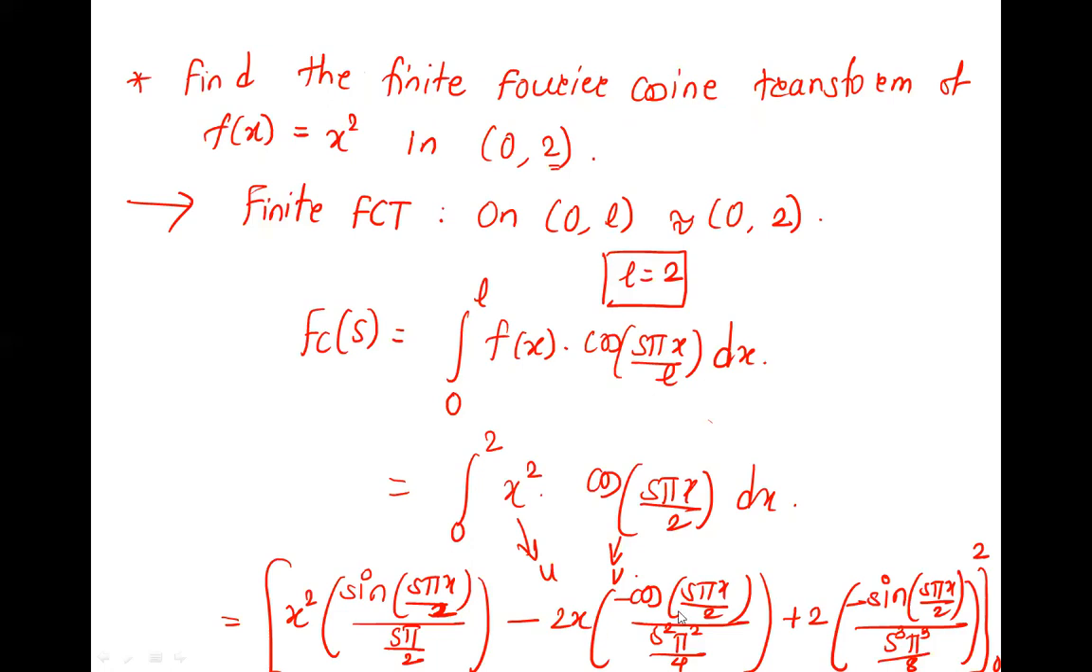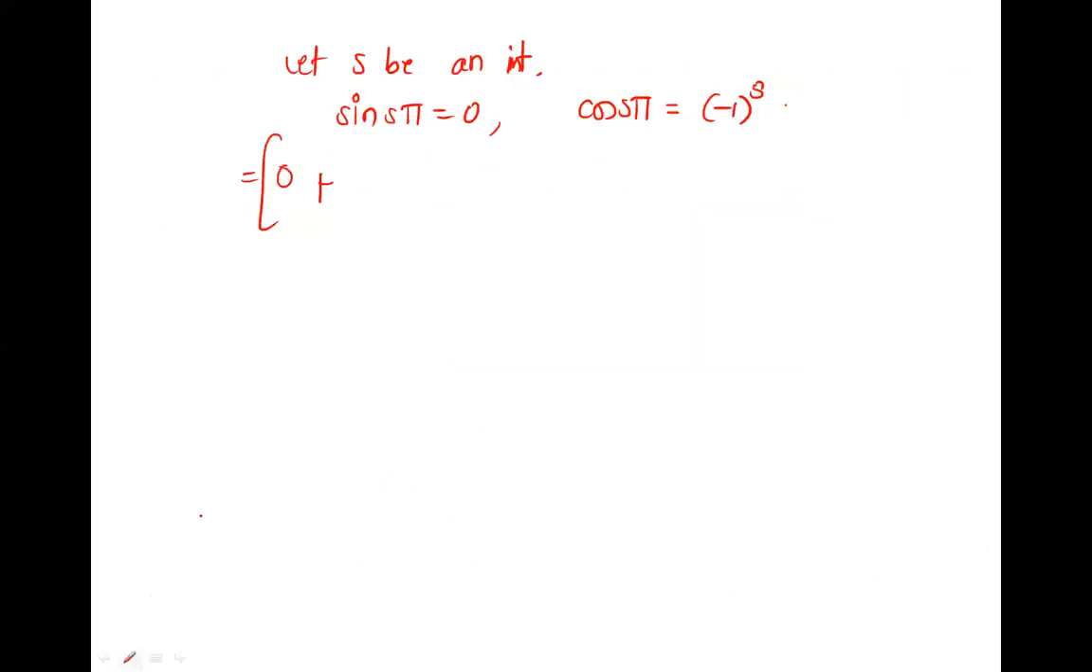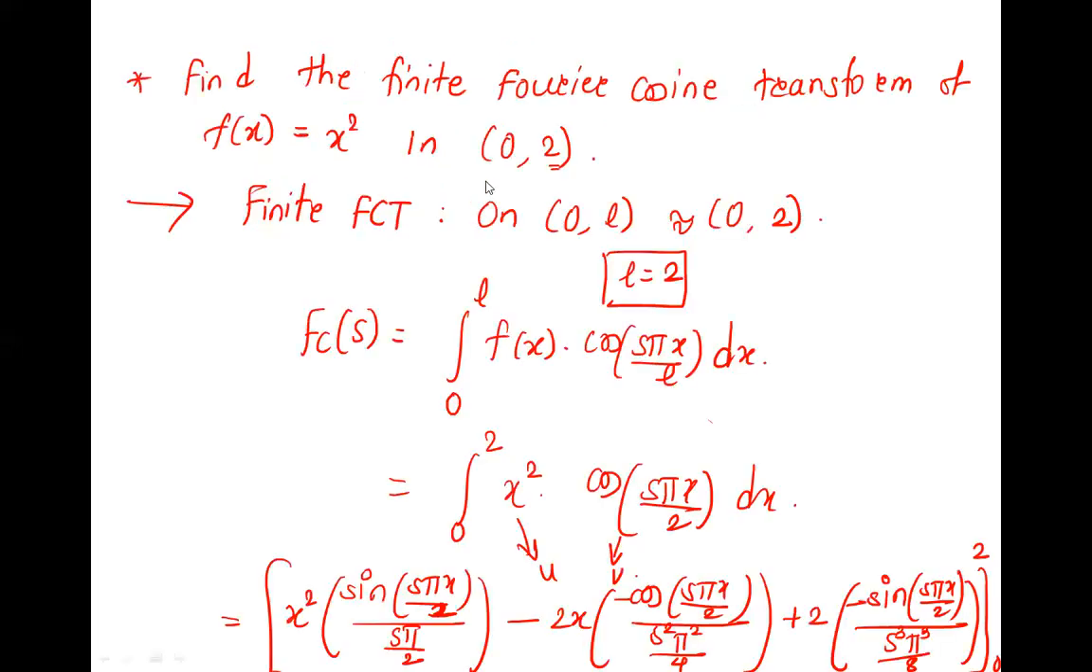2 into 2, 4. 4 cos s pi. 4 cos s pi is minus 1 raised to s upon s square pi square by 4. So s square pi square by 4 can go up, so it is 4 into 4, 16. Right. Then here again the 2 gets cancelled. Sine s pi is 0, and 0 into anything, the whole term is 0.